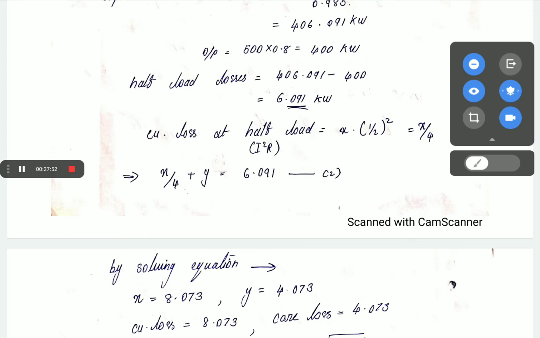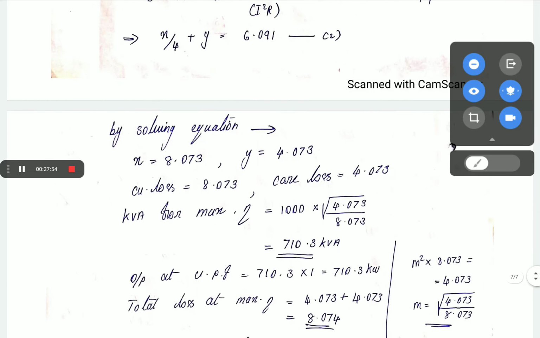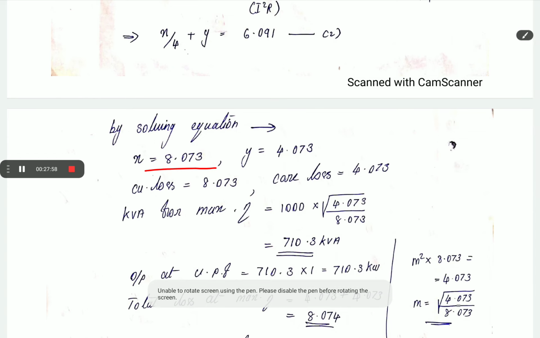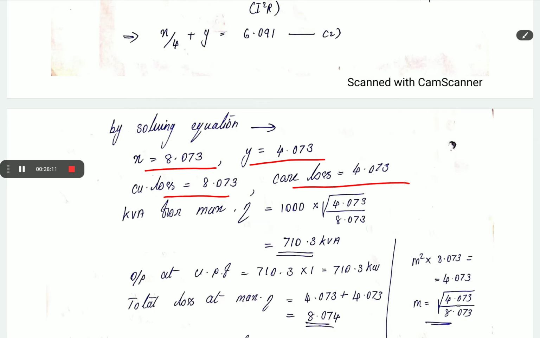By solving these two equations, you will get x is equal to 8.073 and y is equal to 4.073. Okay. So we have already selected x as the copper loss and y as the core loss. So you will get the value of copper loss and core loss at full load.